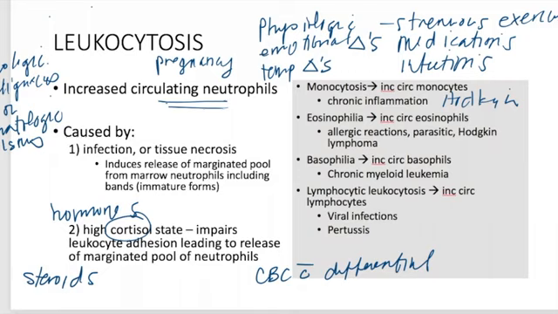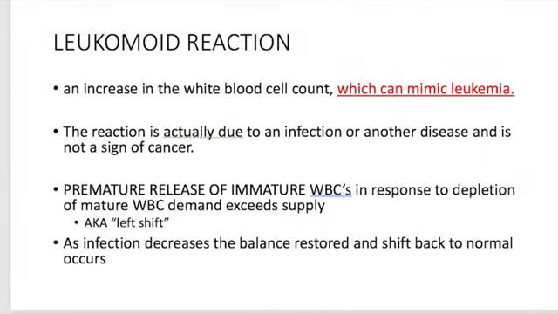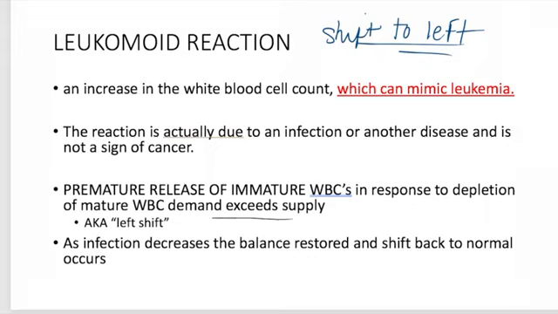And then we get down to lymphocytic leukocytosis, which would be increased circulating lymphocytes. We see that with viral infections such as infectious mononucleosis and CMV. So the leukemoid reaction is considered the shift to the left. I'm sure you've heard providers talking about this shift to the left. So what is this? This shift to the left is basically premature release of immature white blood cells in response to depletion of the mature white blood cells. Basically, your demand from infection exceeds the supply.